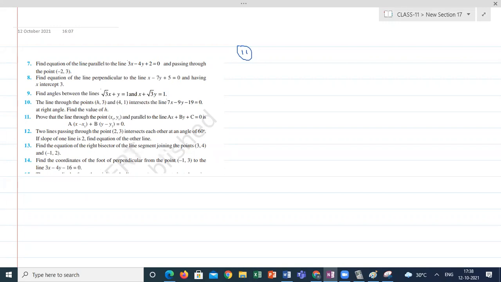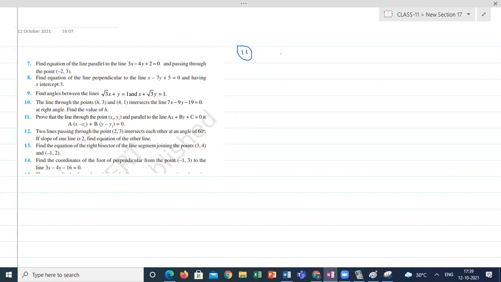Sir, we just have to reframe the equation. We have to make the slopes equal. Prove that the line passing through x1, y1 and parallel to the line is... So you have to prove both the slopes are the same, then only it is possible. So the slope of the first line must be equal to the slope of the second line. So what is the slope of the first line?